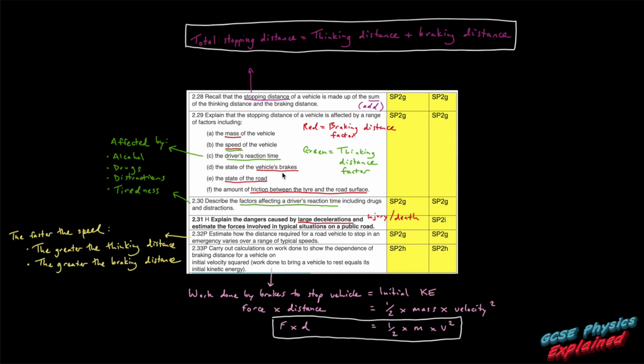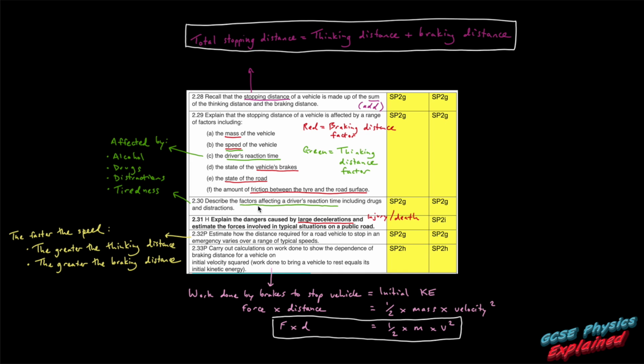The state of the vehicle's brakes is a factor that affects your braking distance. The state of the road, so if it's wet or if there's gravel or if it's icy, and also the friction between the tyre and the road surface. If you've got more friction, then you can stop quicker, and if you've got less friction, then it's going to take longer to brake. If you're not too sure about any of that, I've got a nice little video in my SP2 playlist under the Edexcel playlist.